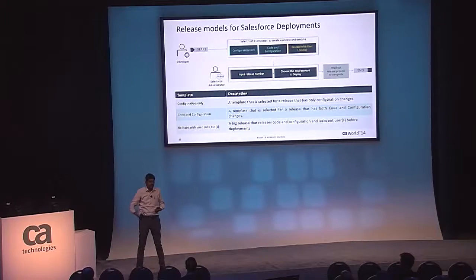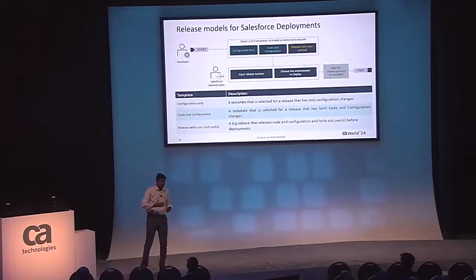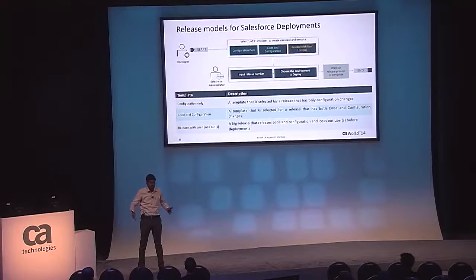As I said, for the big releases that we do, we definitely want no users in the system when we are doing the deployments. The execution steps for each of these types would be slightly different. So we have created these 3 templates, which are more like release models. The steps for your pre-deployment, your deployment, and your post-deployment are slightly different. So this gives you an opportunity to standardize your release model, right?